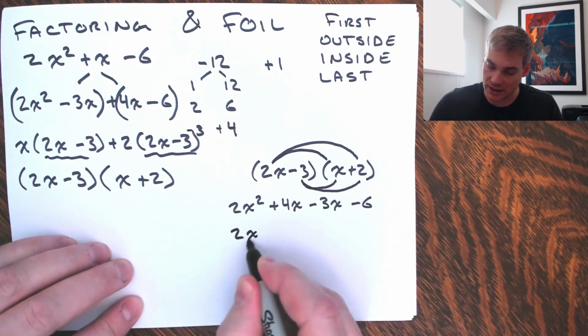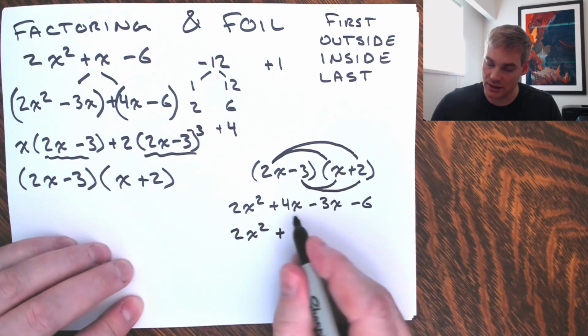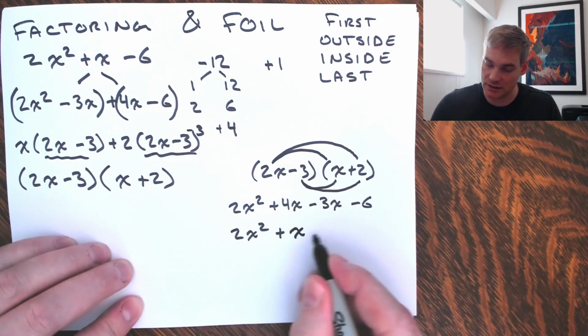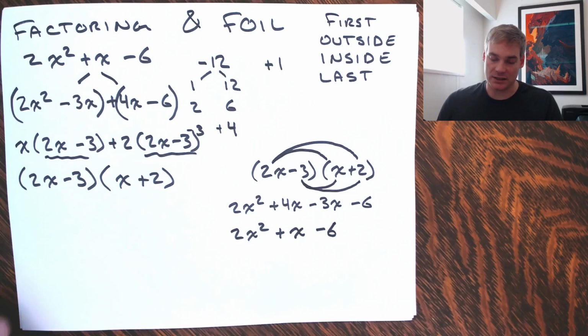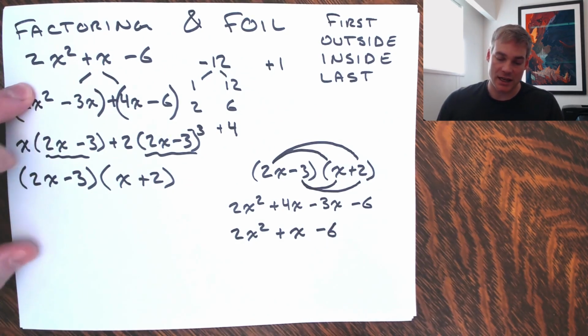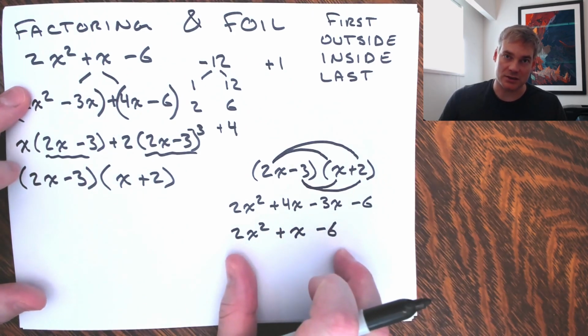So we have 2x squared plus 4 minus 3 is just 1, and minus 6. So we have essentially factored the quadratic, and then we used FOIL to check to make sure our solution was right.